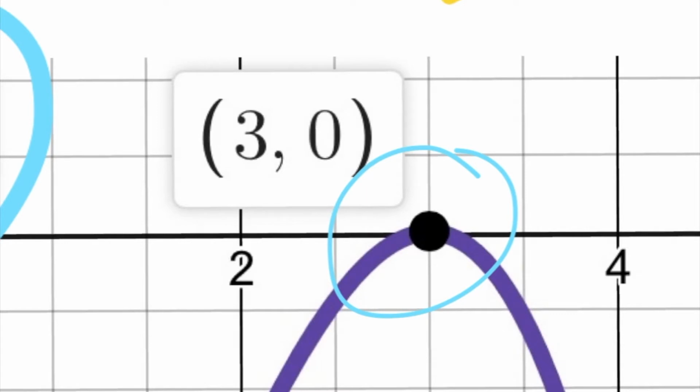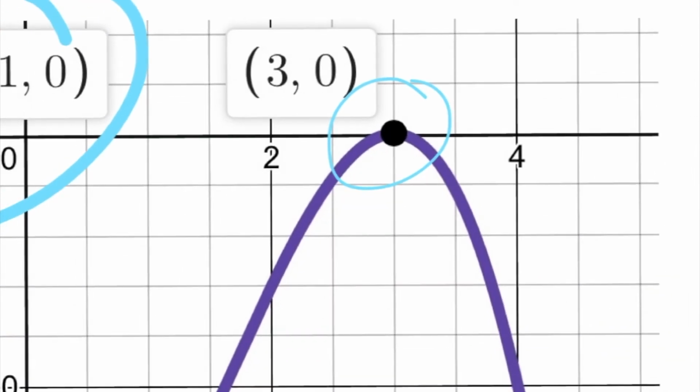(x - 3)² means that positive 3 is a root twice, and so it's going to act like that bounce. Like you threw a basketball against the ceiling and it came back down again, and that is the behavior of the graph around a double root, and we talked about that on the first page for a minute.